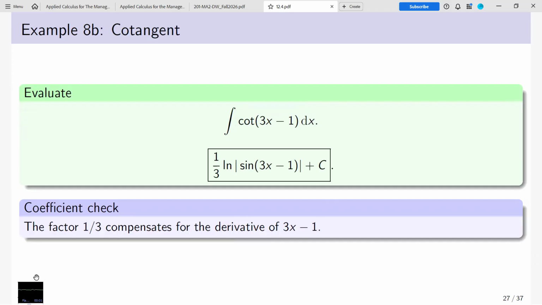Cotangent integrates to the logarithm of sine. The coefficient 1/3 again comes from the inner linear function. At this point, the pattern should be becoming pleasantly repetitive.